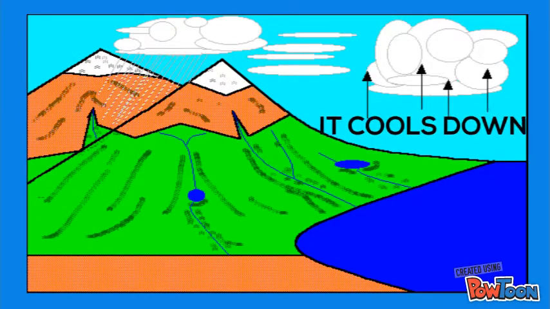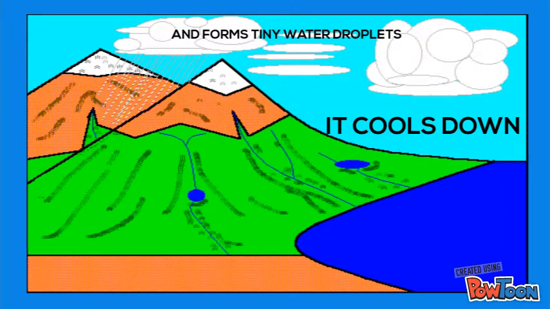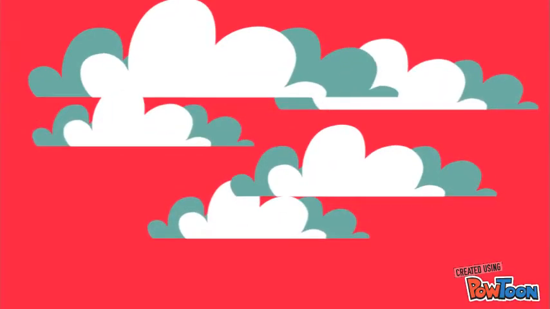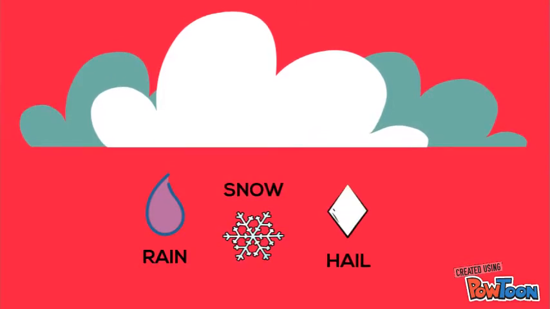Water vapor rises in the atmosphere and there it cools down and forms tiny water droplets through something called condensation. These then turn into clouds. When they all combine together, they grow bigger and are too heavy to stay up in the air. This is when they will fall to the ground as rain, or maybe snow or hail, by gravity.